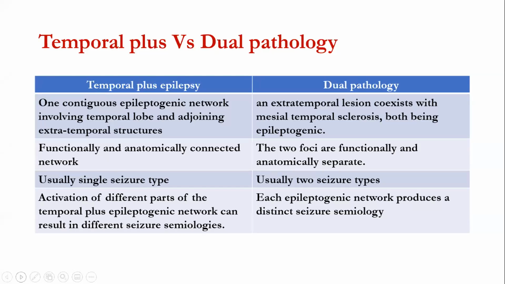And usually the temporal plus epilepsy generates a single seizure type, but in that one network, you can have activation of different parts. Therefore, the semiology may differ. And you may have two different semiologies happening because the seizures arise from different parts of the network. Whereas in dual pathology, you have two distinct networks, two distinct pathology, and you'll also get two distinct seizure types.